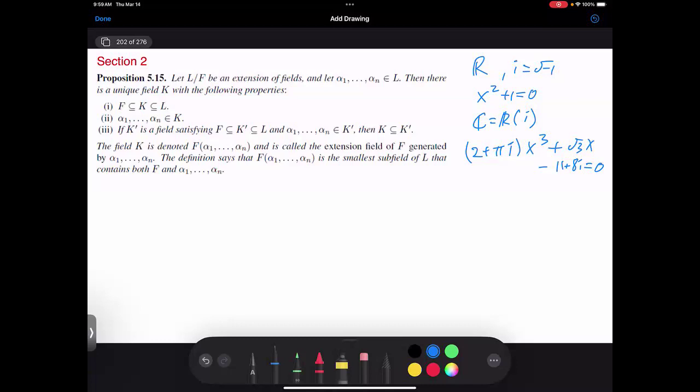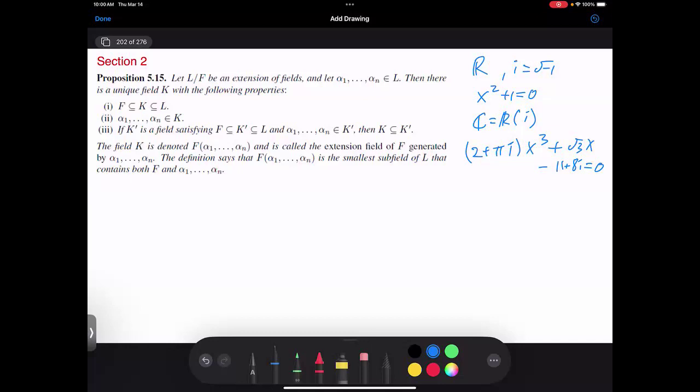Is it possible that it could be F? Give me a situation where it would be F. Think about it in terms of the alphas you're choosing. Give me a choice of alphas where if I add these to F, it's not going to make it bigger. Yeah, if they're already in F. If they're already in F, by adding them, I don't change anything. So it's clearly possible that K could equal F.